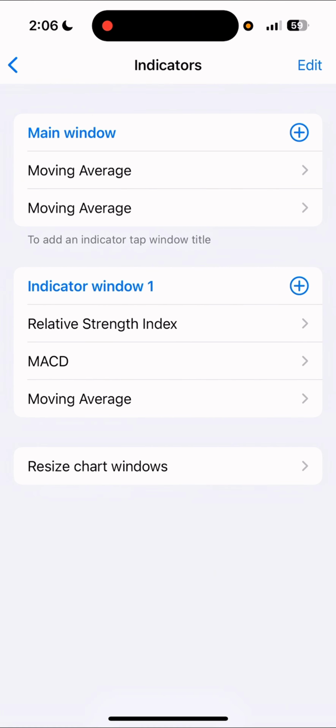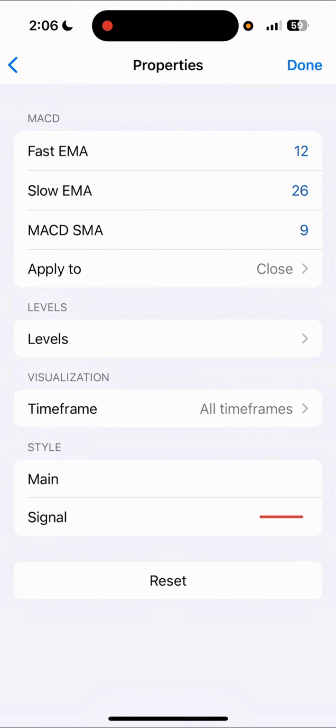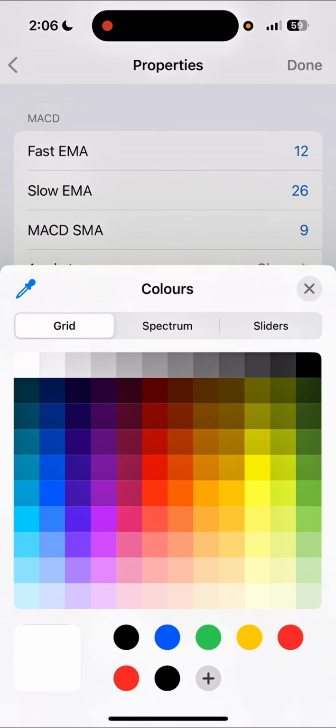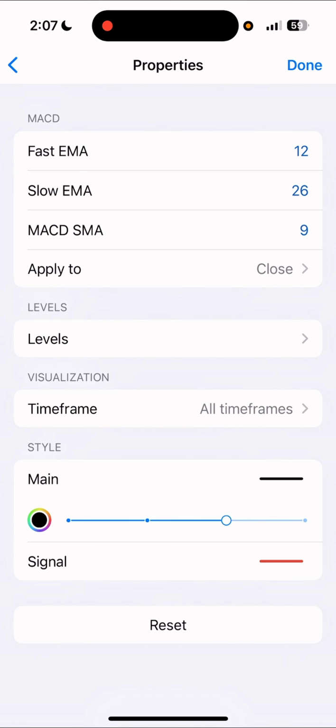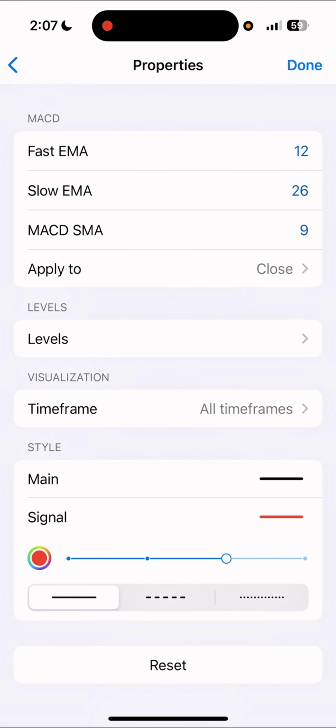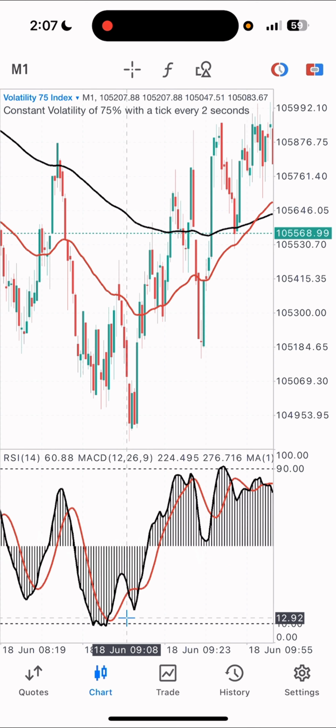The next indicator is going to be the MACD. Fast EMA 12, slow EMA 26, MACD SMA 9. You apply to close. You do not add any levels. For the main, you want to make sure that you put the color to black, 3 pixel, signal color red. Then you click on done.